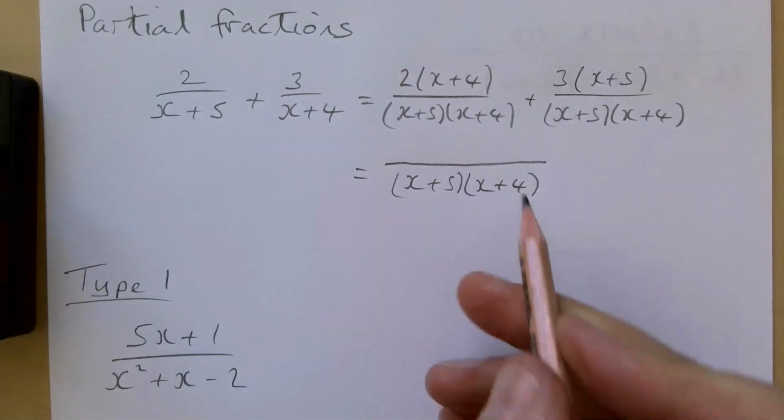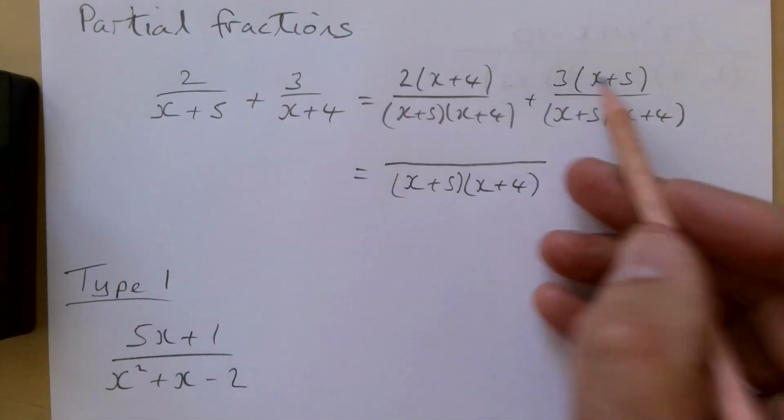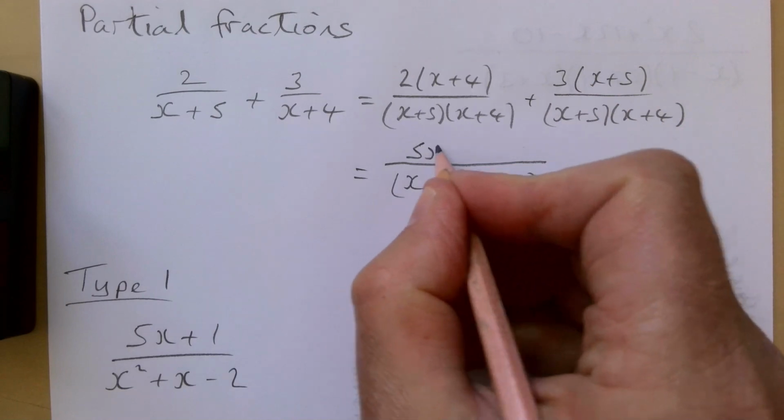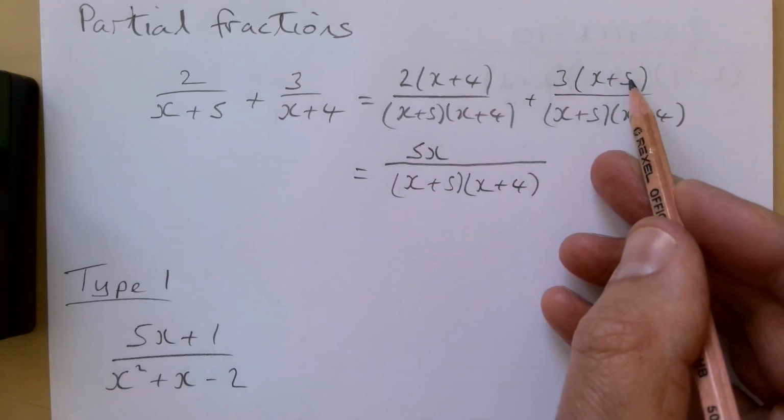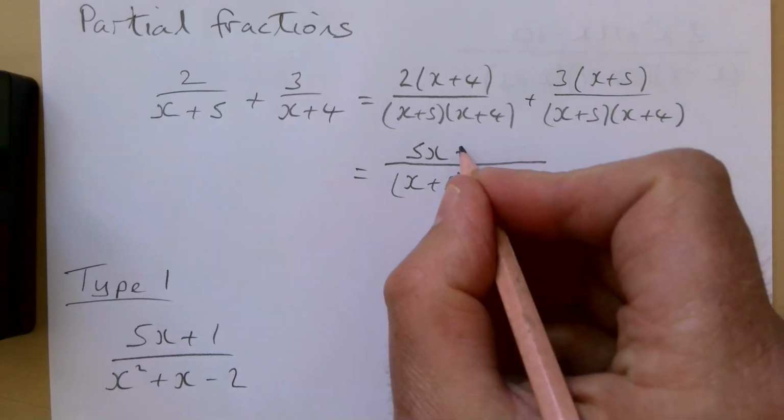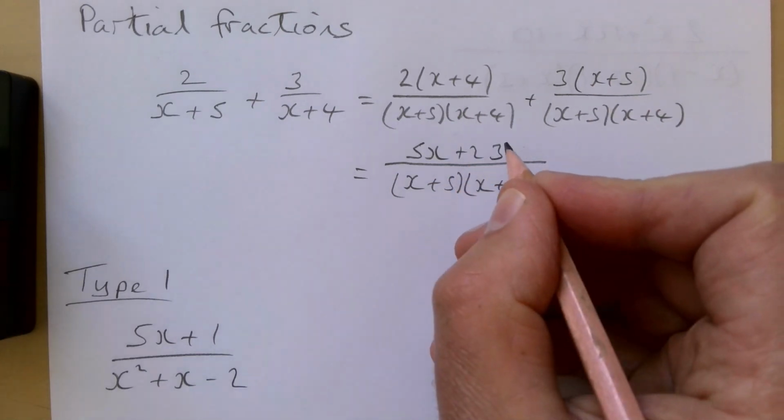On the top I'll do a wee bit of work in here, but we're going to have a 2x here and a 3x, so it'll be a 5x, and then we have 2 times 4 which is an 8, and 3 times 5 which is 15, so it'll be 5x plus 23.